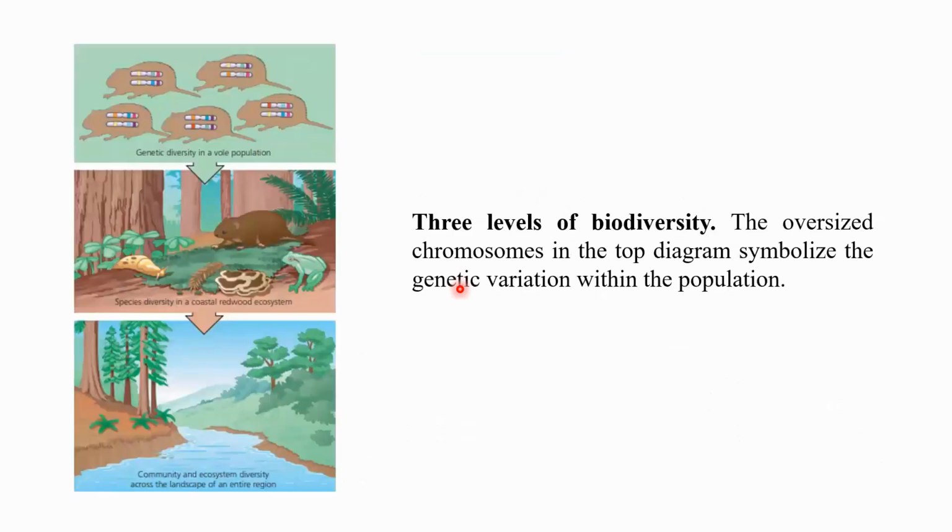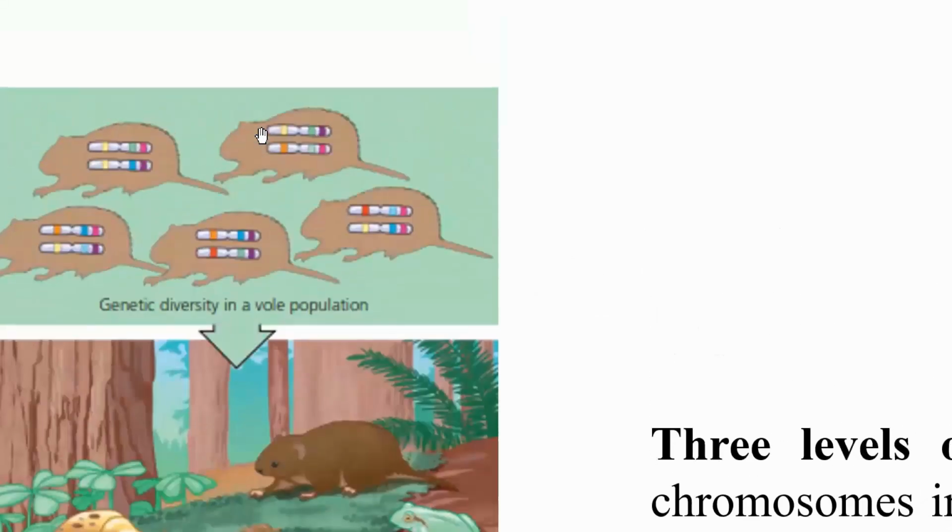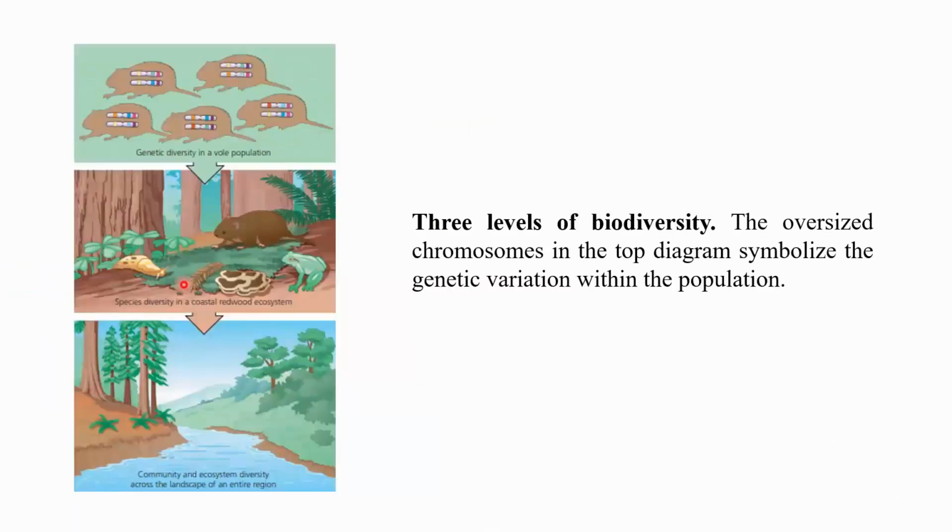This figure represents the three levels of biodiversity. The first one is the genetic biodiversity, the next is the diversity at the species level, and then we have the community and ecosystem diversity across the entire region. If I look at this figure, we can see that in a whole population, the organisms have differences at the genetic level. You may see that the same alleles that represent different organisms may have a variation, as represented by the different colored bands in the different chromosomes of the different organisms of the same population.